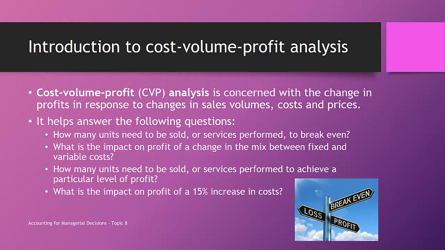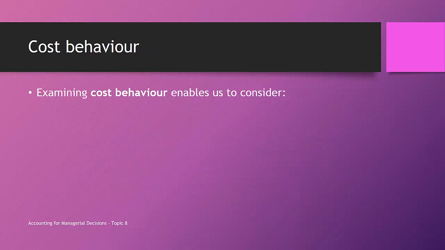What happens if costs go up? It could be that rent costs go up. At the moment, if anything, rent costs are likely to go down. It could be that staff costs go up. It could be insurance costs go up. It could be marketing. Whatever it happens to be, what happens if costs change? It could be fixed costs changing. It could be variable costs changing. So what does that do to the bottom line? What does that do to expectations around hitting break-even points, hitting target profits? So examining that cost behavior enables us to understand how costs change.